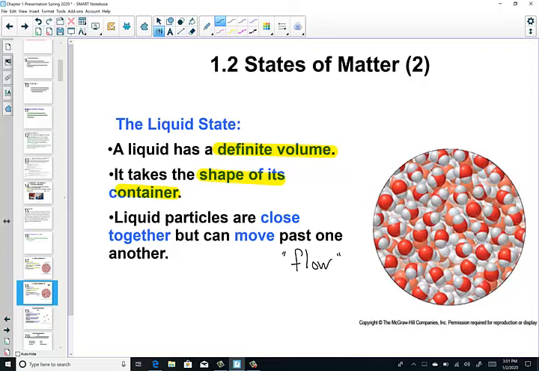But if I transfer, let's say, liquid water from one container into the next, it might change shape depending upon what the shape of the container is, but I haven't added or subtracted in terms of the amount or quantity of that liquid. So liquids can indeed flow past one another. They are less organized than solids, but certainly more organized than gases.